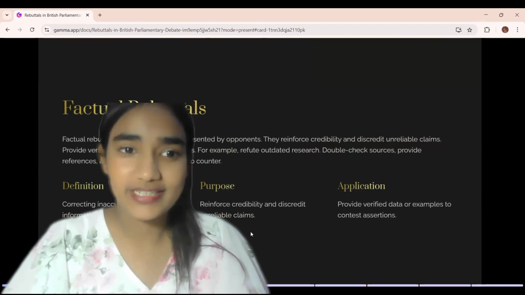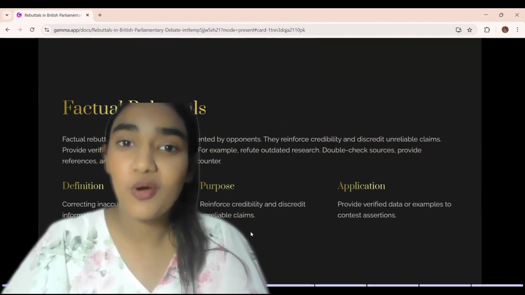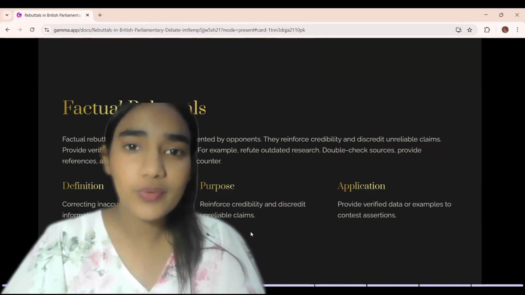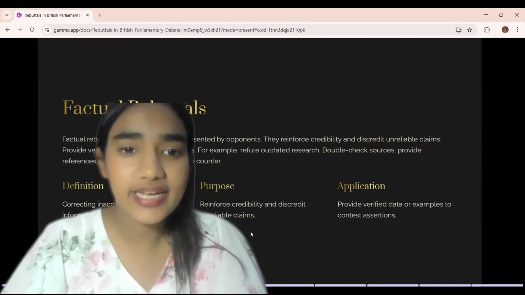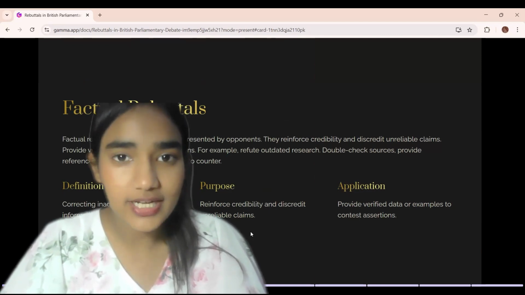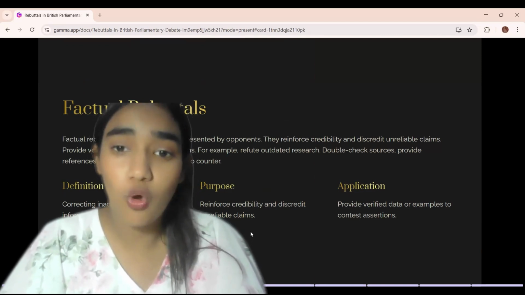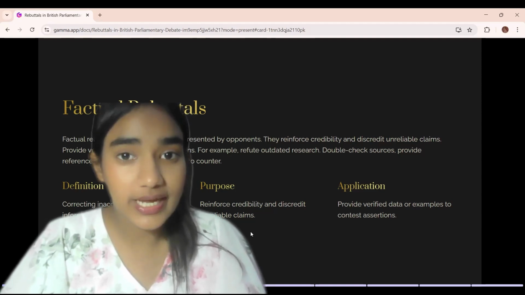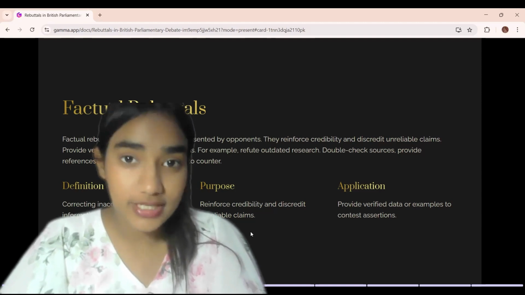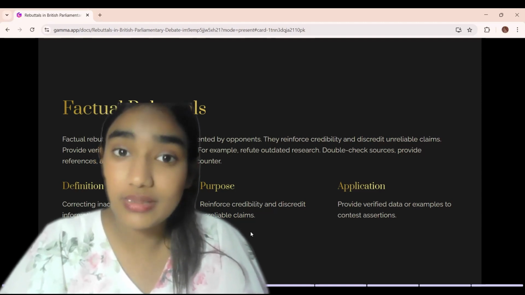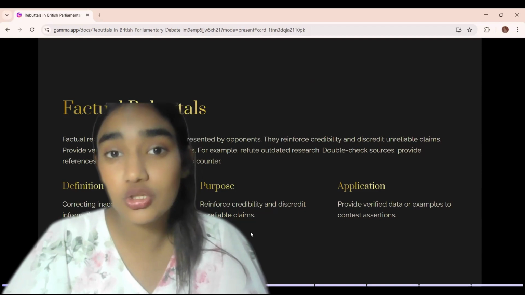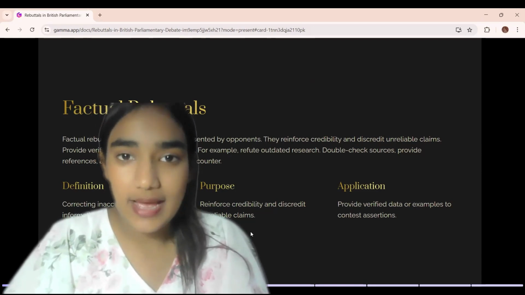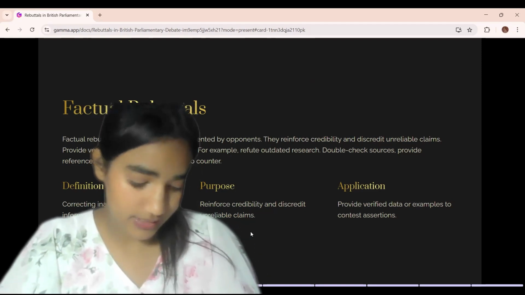Now, factual rebuttal. Factual rebuttal is, I think, one of the strongest rebuttals that you can make in a BP debate. Here, we just correct the inaccurate data or stats presented by the opposition. And this actually makes the judge think that, okay, this participant has great depth in the knowledge of the given motion. So now let us take an example, and you will understand it better.